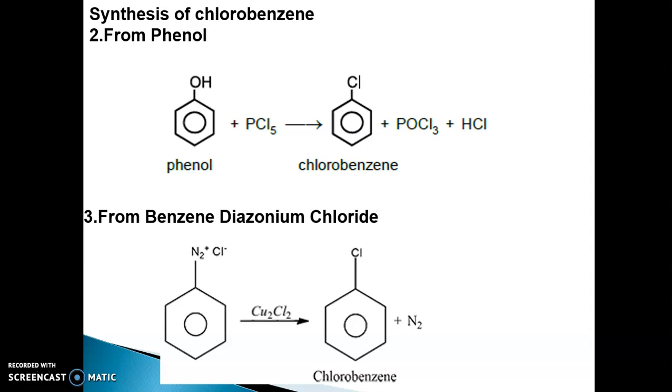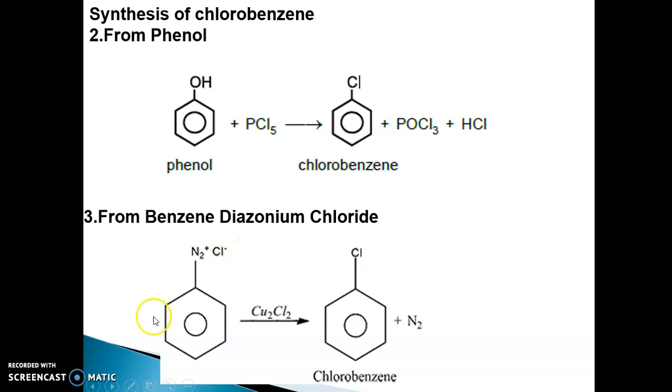First from benzene and second from phenol. Now the third preparation method for chlorobenzene is from benzene diazonium chloride. See here the structure of benzene diazonium chloride. This is a benzene group, N2. Azo stands for nitrogen atom and di stands for 2, so 2 nitrogen atoms are there. So it is a diazonium group, and Cl is attached. This is a salt, benzene diazonium chloride.